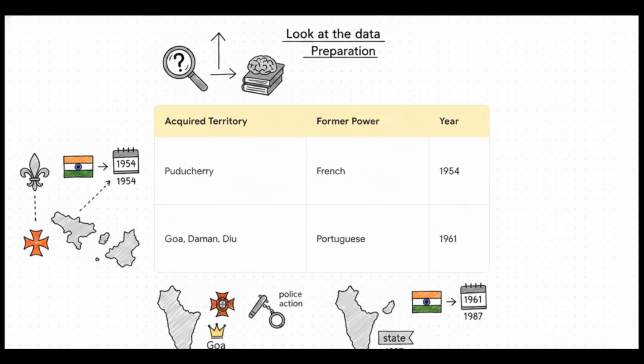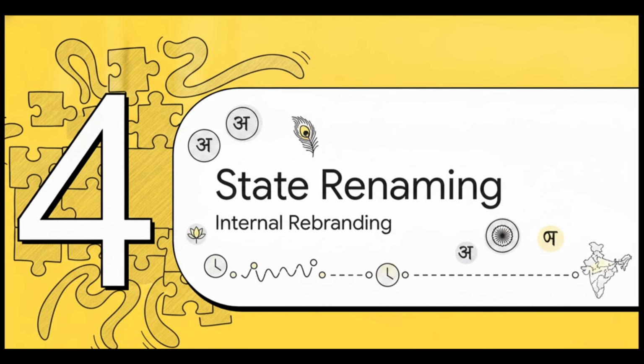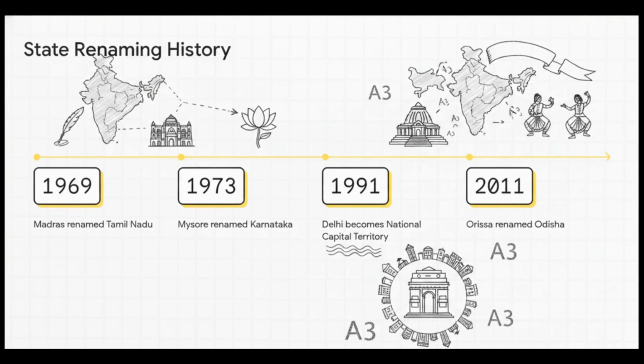You really need to know these historical narratives, the former colonial powers involved, and the specific methods of acquisition. It's prime material for matching questions in the exam. And finally, Section 4, the history of state renaming. Let's quickly track the history of internal rebranding under Parliament's Article 3 powers.